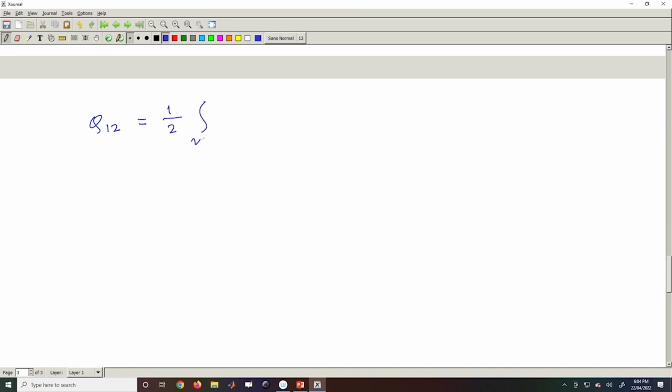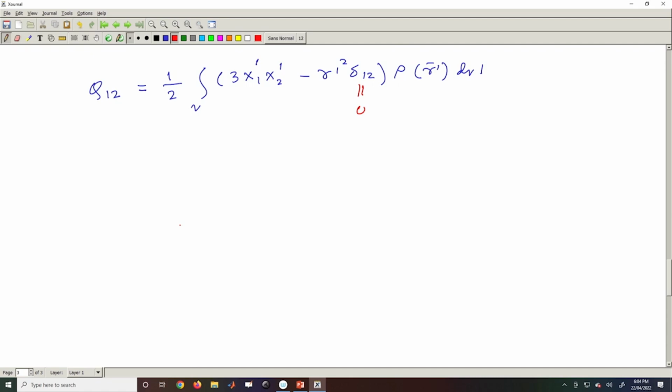The advantage is, because a delta function is there, I can simply have, okay, let me write it first, 3 x1' x2' minus r' square, and I should write delta12, and then rho of r' dv'. You can see that this quantity is 0. So, eventually I am having only these terms. So, the r square term is no longer there. For all the off diagonal terms, it is true. So, I simply have rho is known.